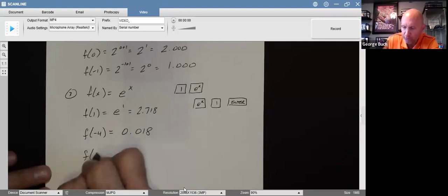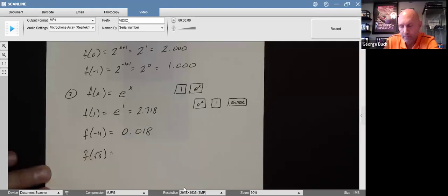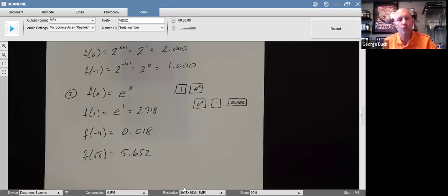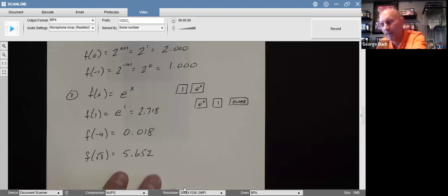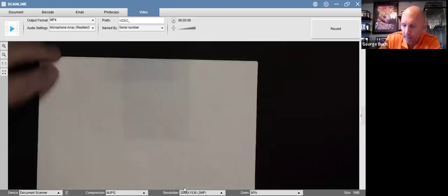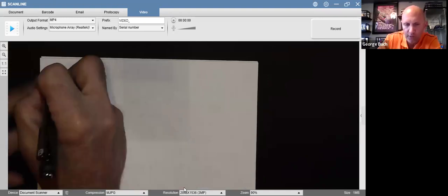And what about f of square root of 3? So again, you're going to do 3 square root and then e to the x button or something like that. And you should get 5.652. So that is how you evaluate exponential functions. Next type of problem.